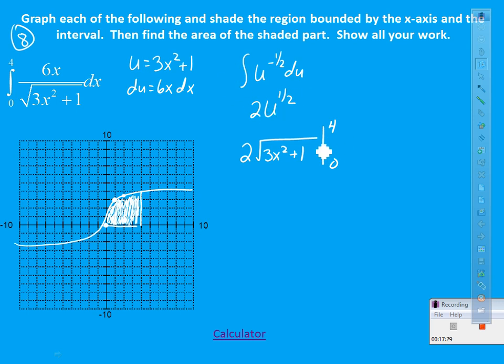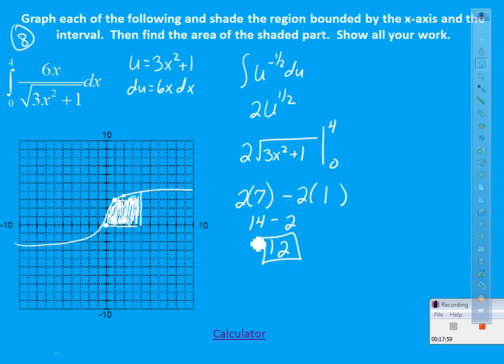Now when I run 4 through here, I'm going to have 2 times 4 squared is 16, times 3 is 48, plus 1 is 49. The square root of 49 is 7. Minus 2 times, run 0 through here. 3 times 0 squared is 0, plus 1 is 1. So I got a 1 right there. So it looks like this area is 12.